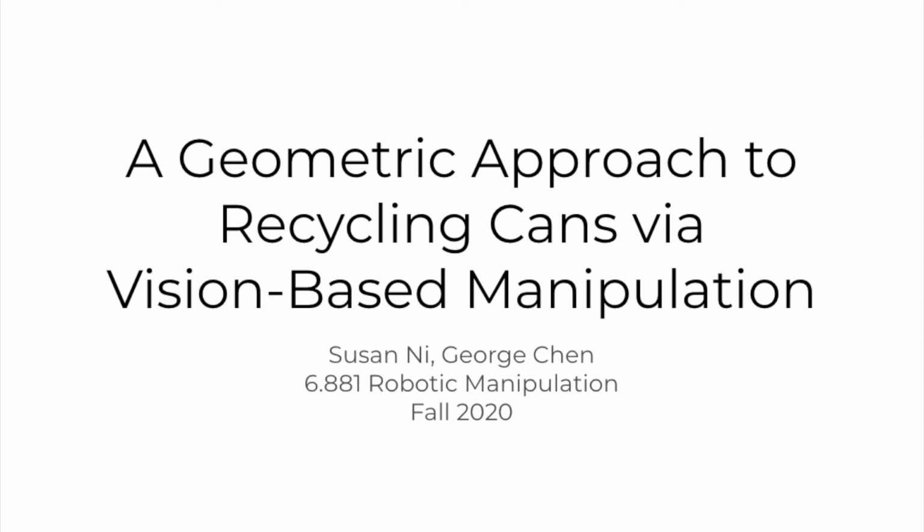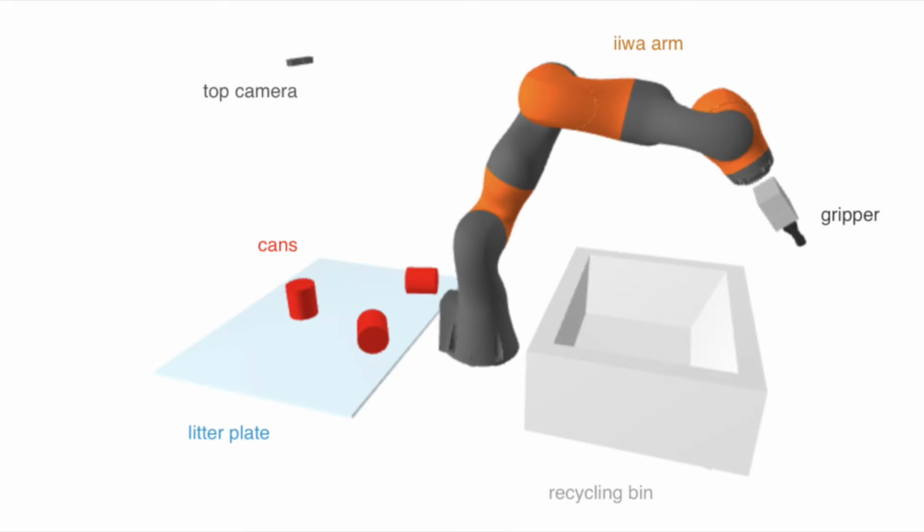The problem that we're trying to solve is that cleaning the pollution and litter in oceans and parks requires lots of human effort, and hopefully with automation we could reduce the risk on humans as well as improve the efficiency. In our simulation environment, we set up an IIWA, a recycling bin, a surface with some cylindrical cans at random poses, and a camera at the top for perception.